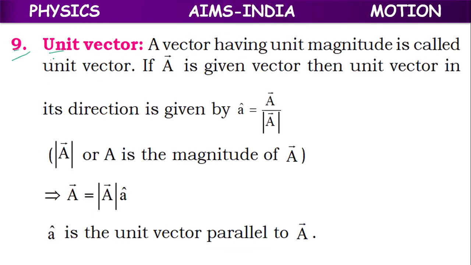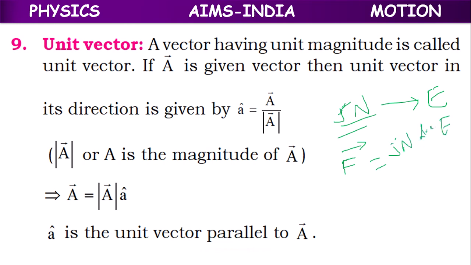Next, children, we have unit vector. Suppose we have a force vector whose magnitude is 5 newtons and it is acting towards the east direction. That is a force vector: 5 newtons due east. Due east means towards east.